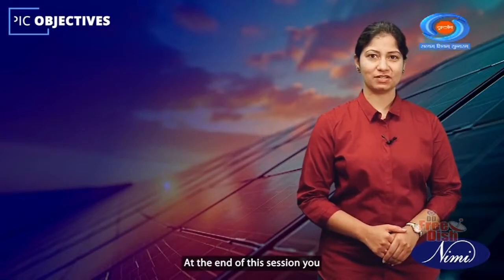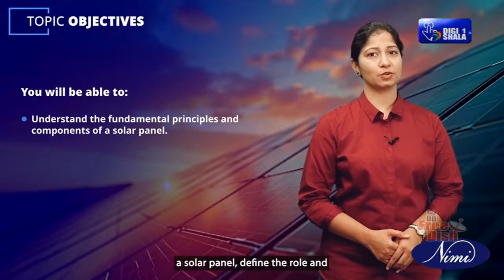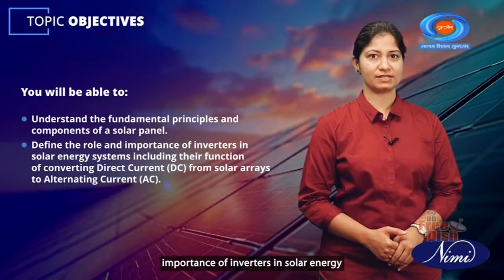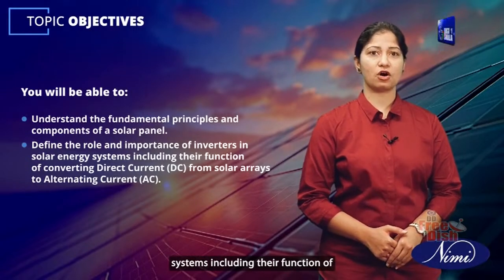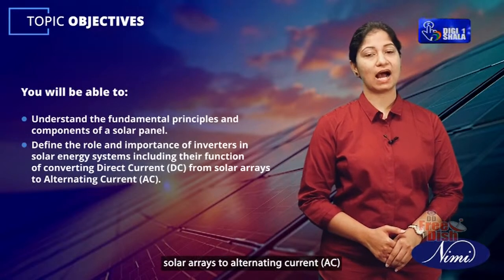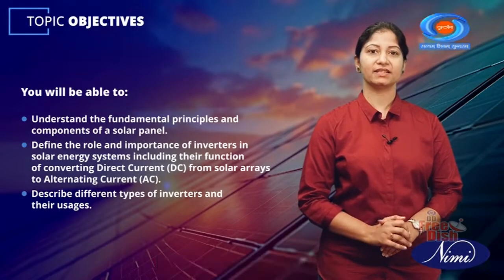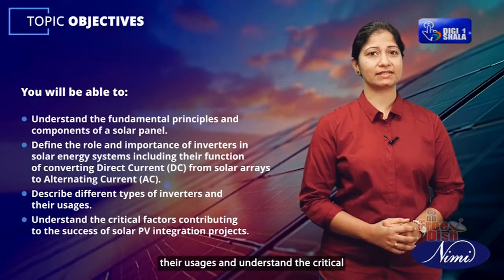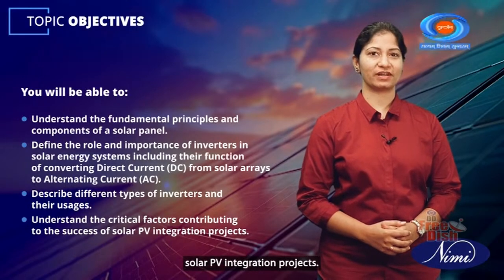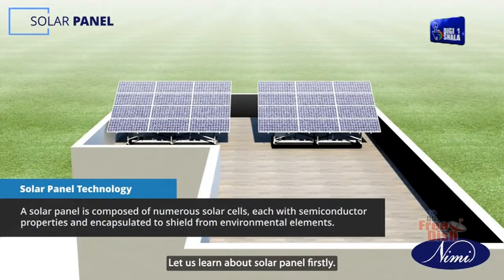At the end of this session, you will be able to understand the fundamental principles and components of a solar panel, define the role and importance of inverters in solar energy systems, including their function of converting direct current DC from solar arrays to alternating current AC. Describe different types of inverters and their usages, and understand the critical factors contributing to the success of solar PV integration projects. Let us learn about solar panel firstly.